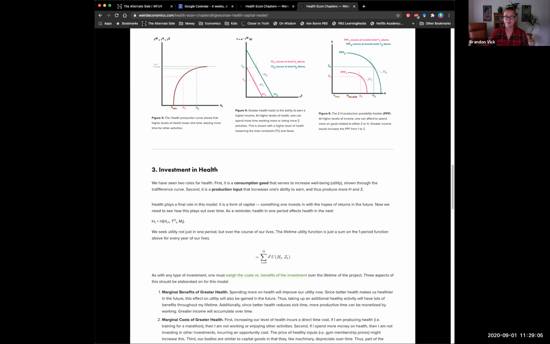Okay, so that's the three aspects of health: consumption, production, investment. All right.